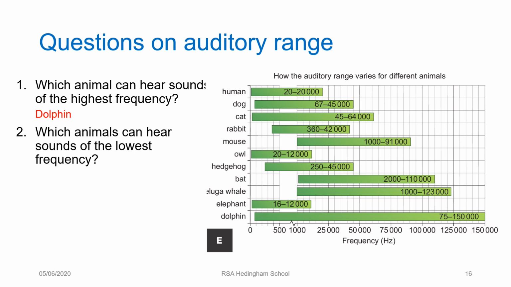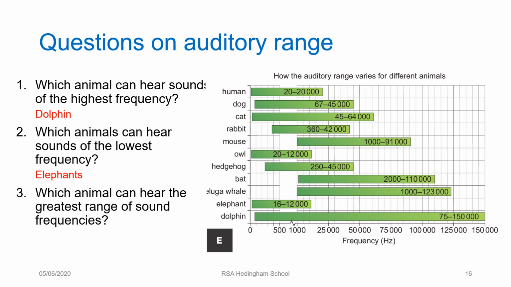Second question, which animals can hear the lowest frequency sounds? There are a few down at the bottom end, humans, owls down at 20, but elephants actually are the one with the lowest. They can hear down to about 16. And finally, which animal can hear the greatest range of sound frequencies? Well, that's the widest bar, and again it's dolphins, who can hear from about 20 all the way up to 150,000.